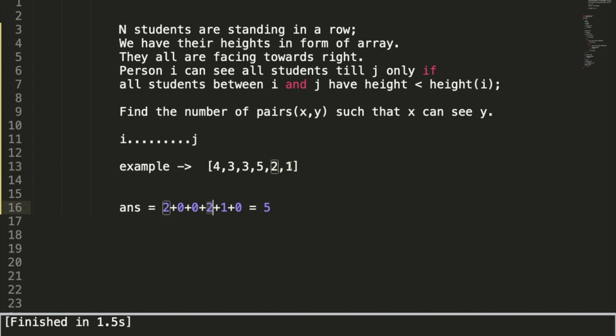2 can see 1 quite easily because 1 is less than 2. For 1 there is no one standing in front, so we don't have any person. So basically we need to output 5, right? So how to do this in O of n? O of n square is quite easy.